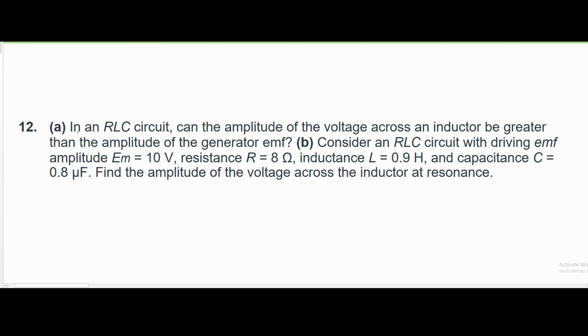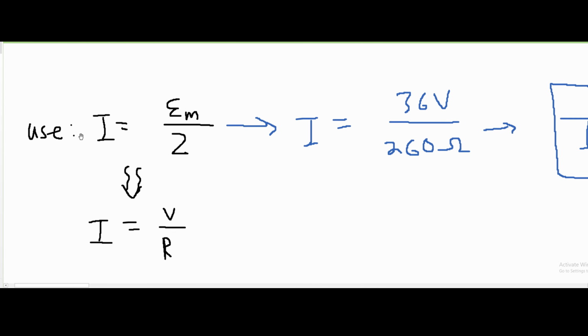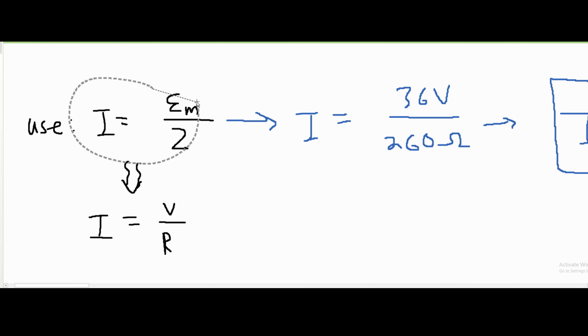For number 12, we're asked, in an RLC circuit, can the amplitude of the voltage across an inductor be greater than the amplitude of the generator EMF? We're going to look at this in multiple parts. First, the amplitude part. So can the amplitude of the voltage? For the amplitude of the voltage, we've known from previous problems that the formula for this is just I is equal to the alternating EMF over Z.